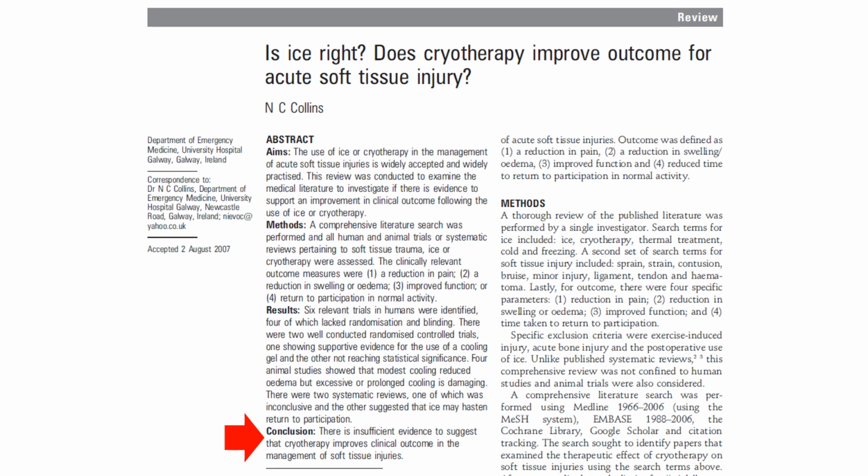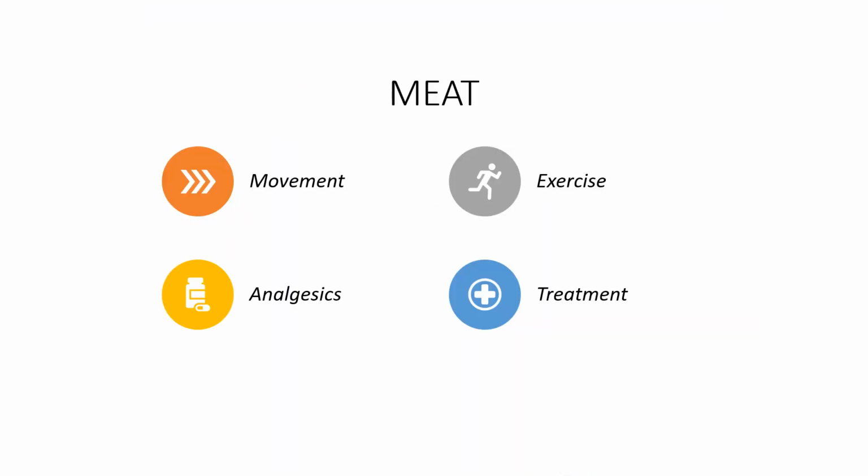Now, what is the alternative? Many are suggesting that this should be used as an alternative rather than RICE. We should use the acronym MEAT for movement, exercise, analgesics, and treatment. But this is a presentation on laser therapy, so let's examine how laser therapy can potentially help acute injuries.